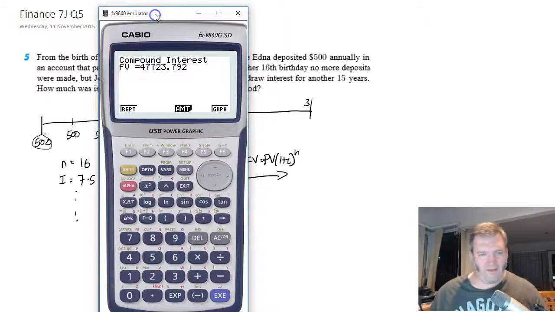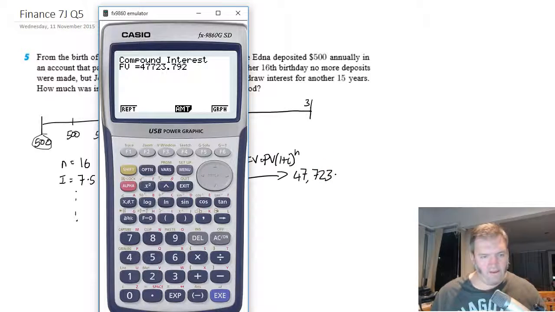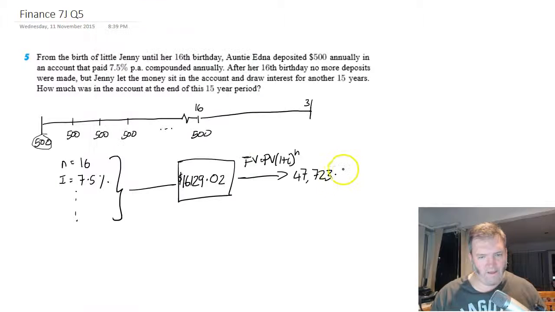And there's our answer there. So the future value, 47.79. And that would be how much she'd have in the account at the end.